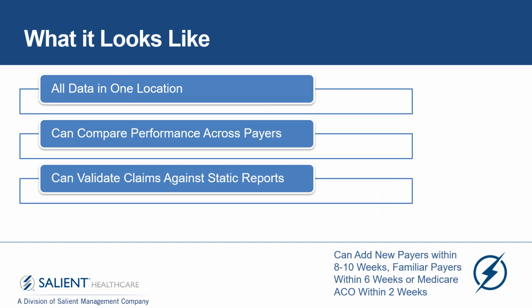There's certainly many advantages that our clients derive as a result of the Salient process. First, all of the data is housed in a singular location, which means that there's no need to log into the disparate systems or even spreadsheets. Second, it's really easy to compare performance across payers. So for example, you can identify in a single scorecard how your organization is performing across all KPIs, across all contracts, in order to identify areas of opportunity. And third, many times our clients will receive static reports from various payers. This allows you to validate that information.